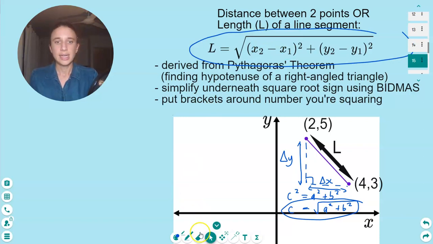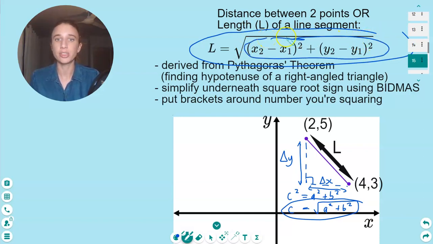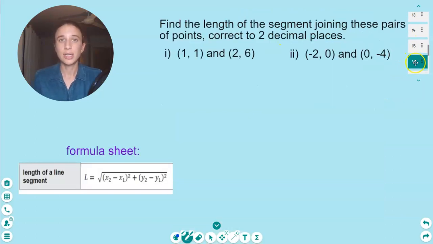All right, and let's just start it out. The trick is to just ignore that big square root sign and simplify underneath it. Simplify this bit first, okay? And we're going to try it out. Let's do it. Find the length of the line segment joining these pairs of points.